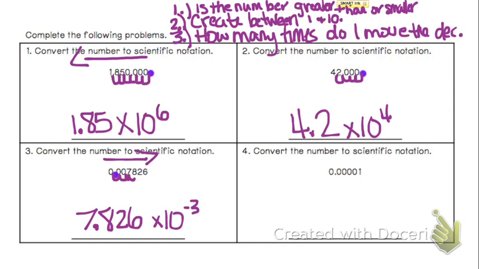So, 4. Is this number greater or smaller than 1? This number is smaller than 1. That means I'm going from right to left to find a number between 1 and 10. What is my number between 1 and 10? My number between 1 and 10 is 1. How many times did I move the decimal? My decimal is here, and I moved my decimal 1, 2, 3, 4, 5 places. So I'm going to write times 10 to the negative 5th power because it is less than 1, therefore it is a negative exponent.